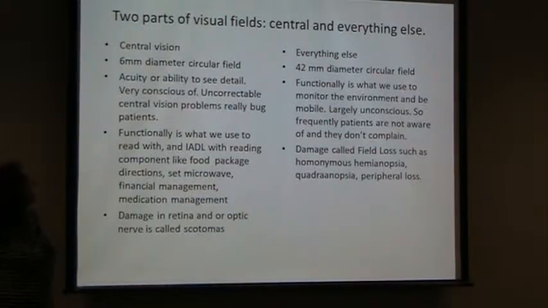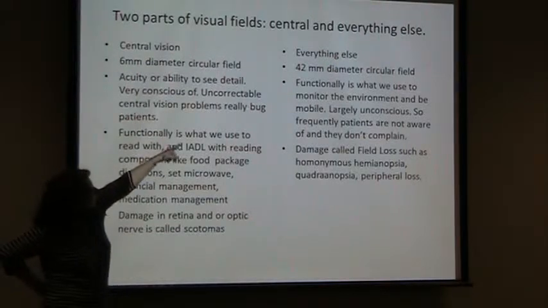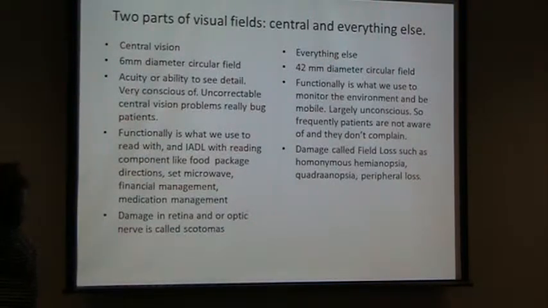So your central vision, teeny tiny, 6 millimeters. Everything else, your periphery, 42 millimeters. Okay. Your central vision gives you the ability to see detail, which is just another way of saying acuity. We are very conscious of our central vision. If people have uncorrected or uncorrectable central vision problems, it drives them friggin' nuts. They're the ones who go to the doctors and complain because we're very conscious of our acuity, and if we can't see it, we're not happy campers.